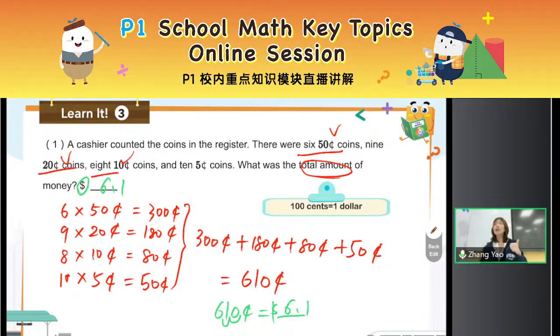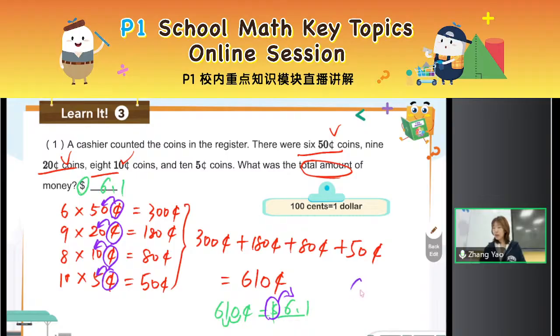Yes, good. And I want to remind you one more thing. When we write the cent, you see, it is always at the right side of the number. But when I write the dollar, it is at the left side of the number. So be clear about where you write the cent and the dollar. Don't mix them up.